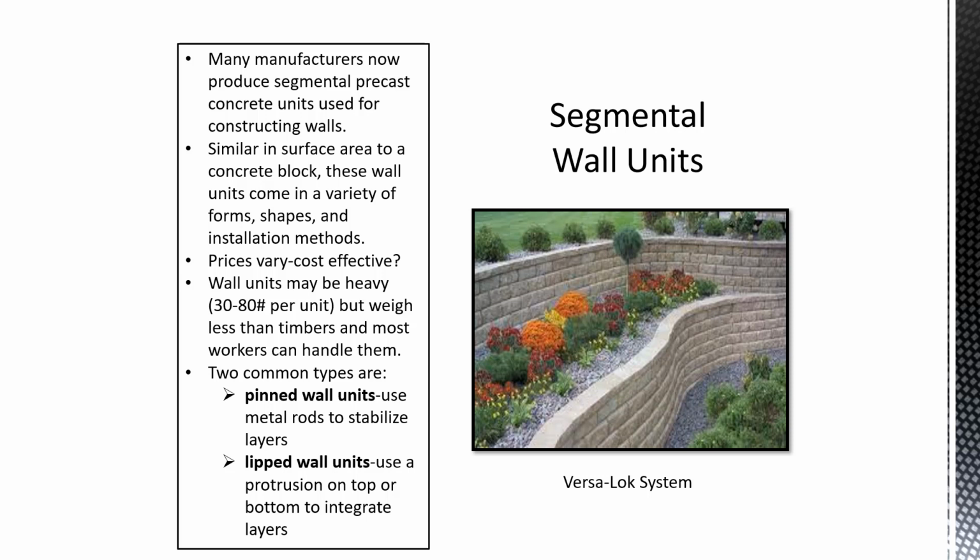They're probably a lot cheaper than actually doing a standard CMU with brick facing wall that you had to pour solid. But the wall units may be heavy, either 30 to 80 pounds per unit. I've dealt with all of those, but way less than timbers, and most workers can handle them. And then again, the pin walls, you have to have those metal rods, and the lip walls use a protrusion on top or the bottom to integrate the layers.